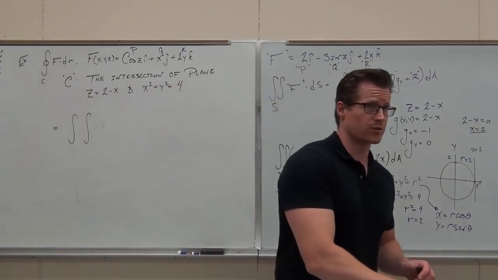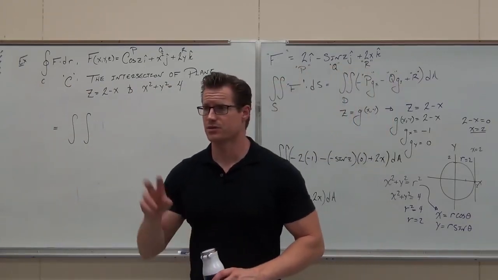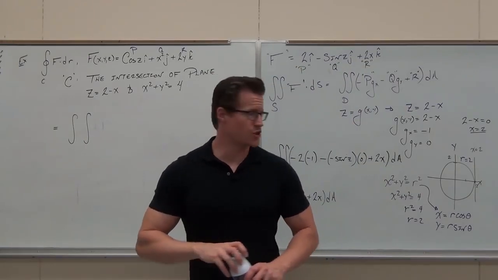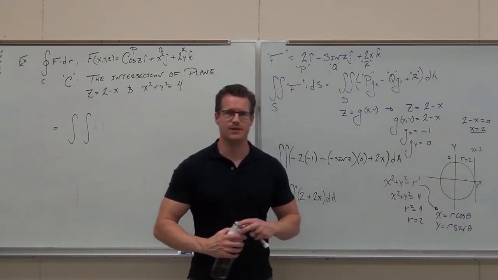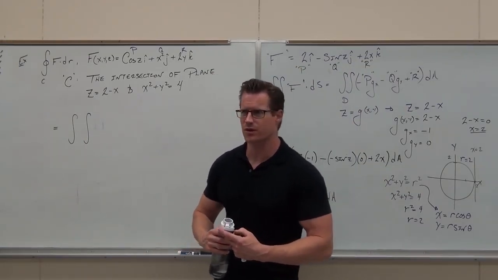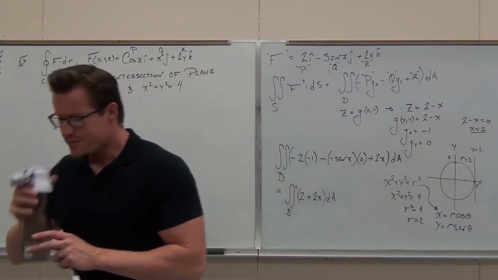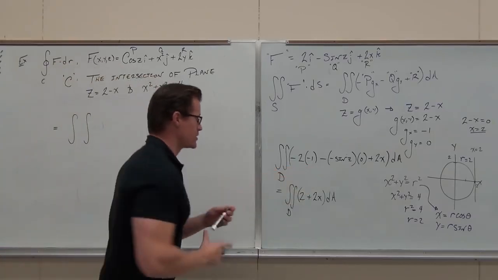Remember, this is just a double integral right now. So all I need is two different variables. All I can have is two variables. And you're changing a dA, not a dV. So you're not doing cylindrical, you're not doing spherical, you're just doing basic old polar. With that circular region, we're doing polar.